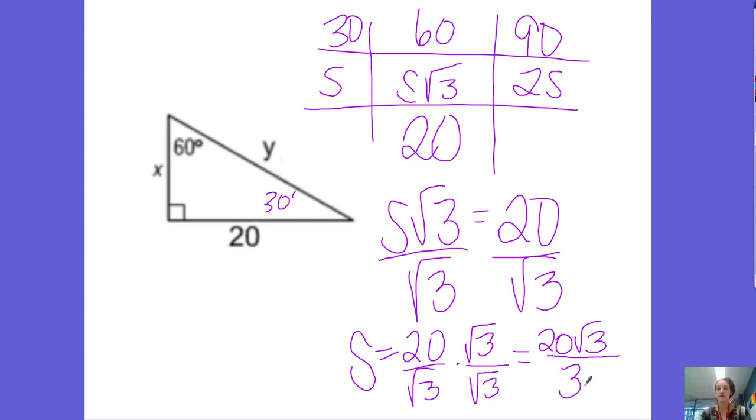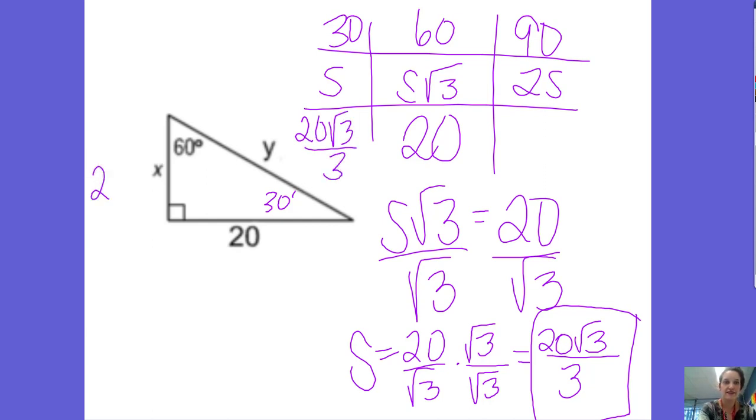Normally I would try to simplify and reduce that fraction as much as possible, but 20 divided by 3 does not reduce any further. So this is my most simplified answer. S is 20 root 3 over 3. That's the side across from the 30, so that's X. X is 20 square root of 3 over 3.